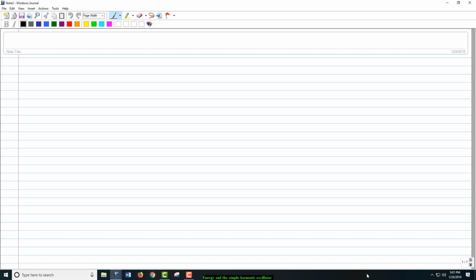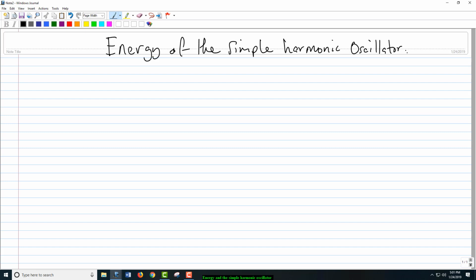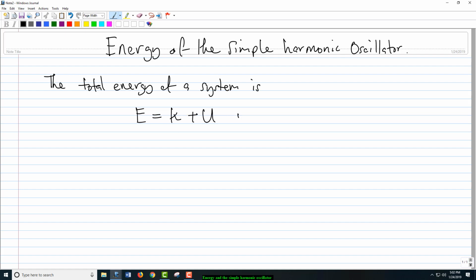Okay, let's look at energy of the simple harmonic oscillator. We know that the total energy of a system can be written as the sum of the kinetic energy and the potential energy of the system. So we write E as the total energy, and E is equal to K plus U, where K is kinetic energy and U is potential energy.